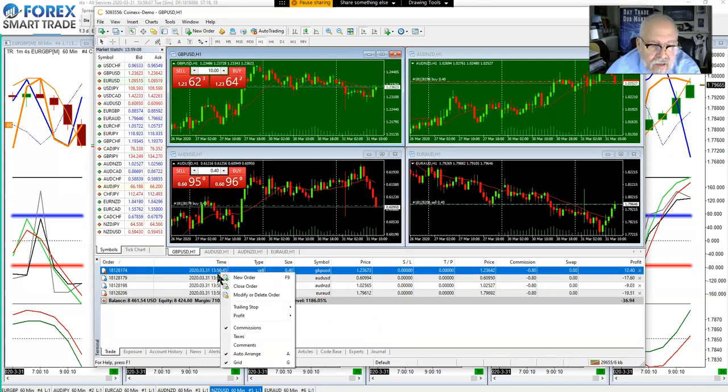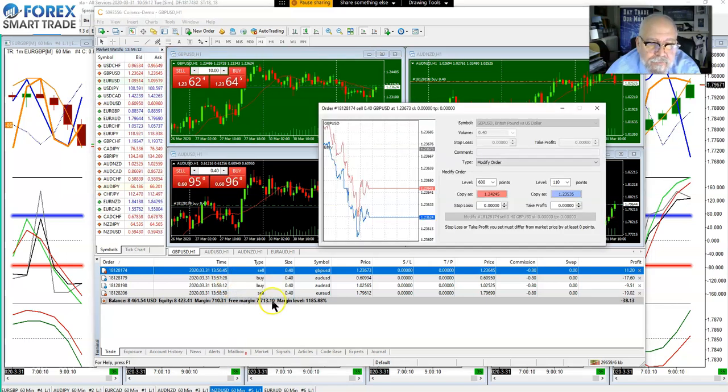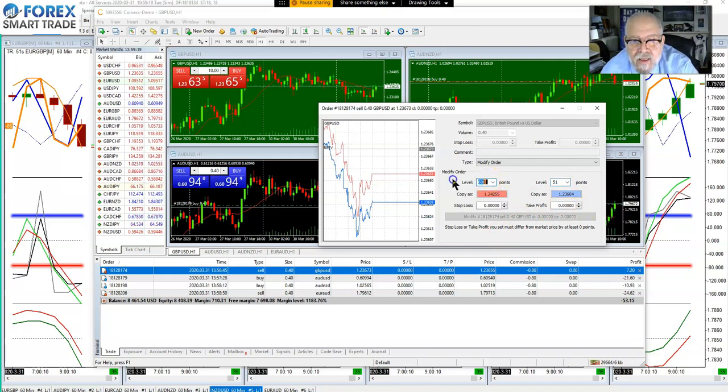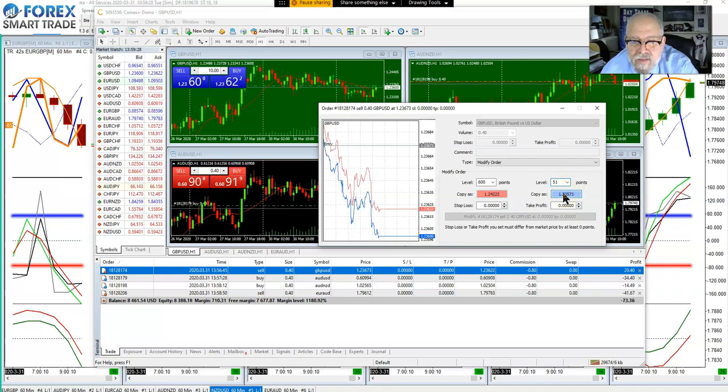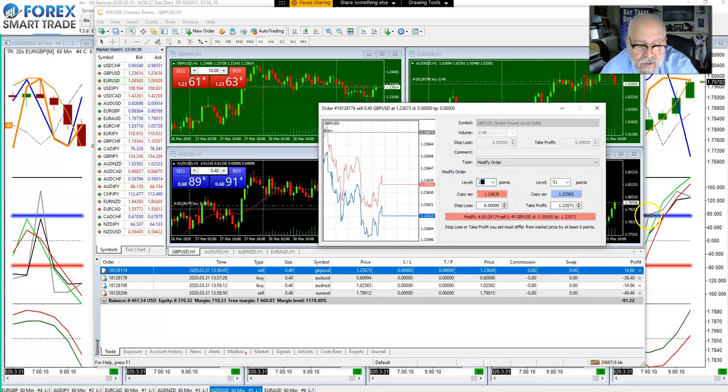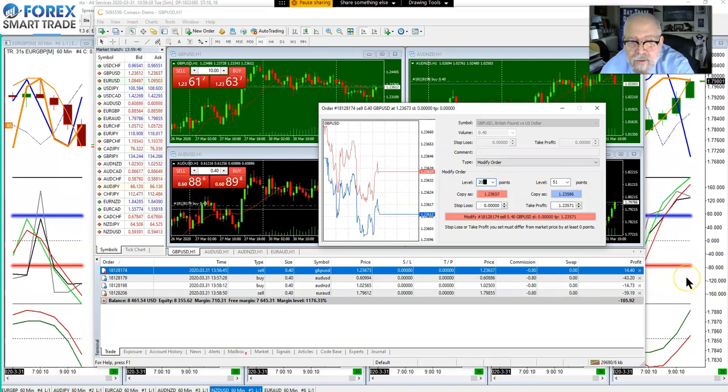I right click on the order. I go to modify, and this is good for 5 pips. 5 pips is 50 points. I'm going to put it a little over 50 because I'm going to check the math in a second. But this will get me close to the number by putting 51 in here. 51 points is 5.1 pips, and I want my stop loss to be 4 times that. So 20 pips.